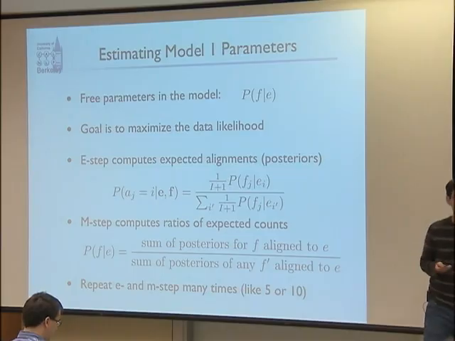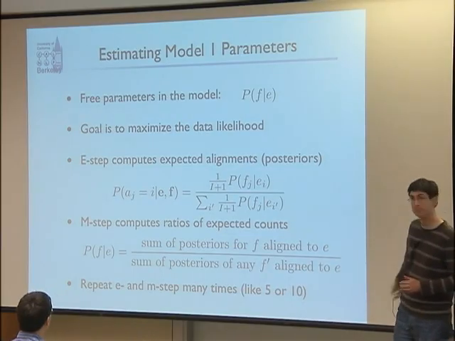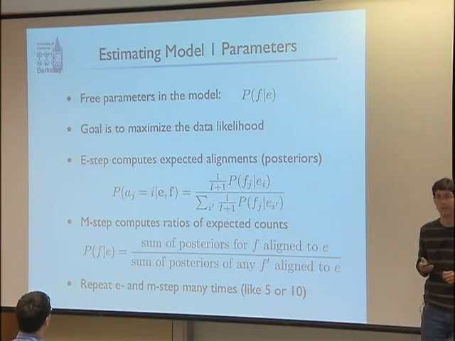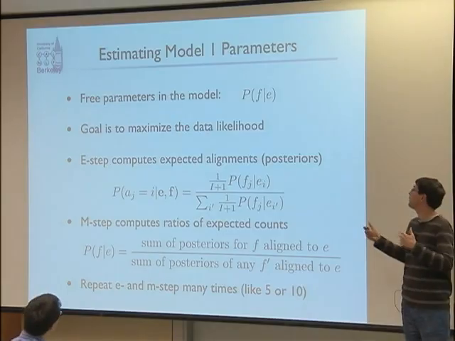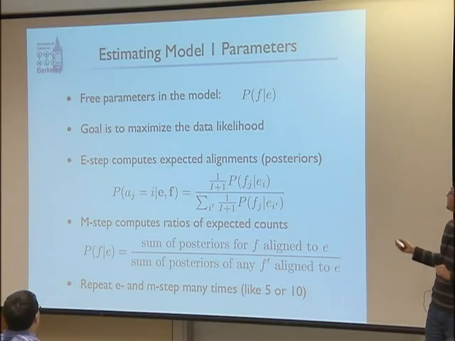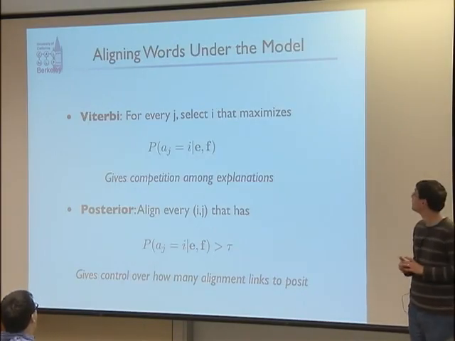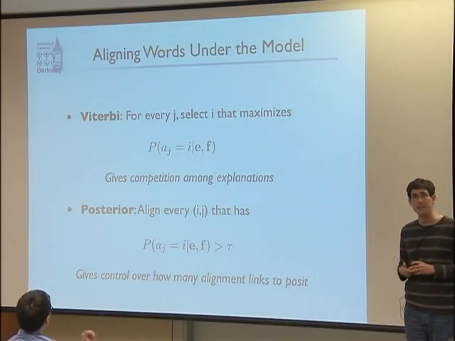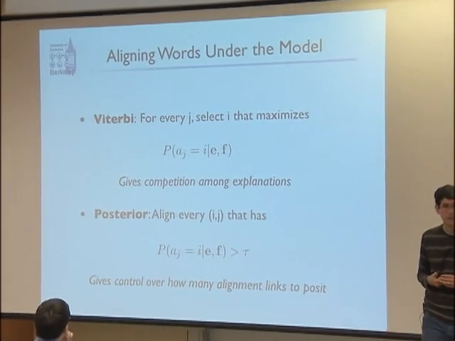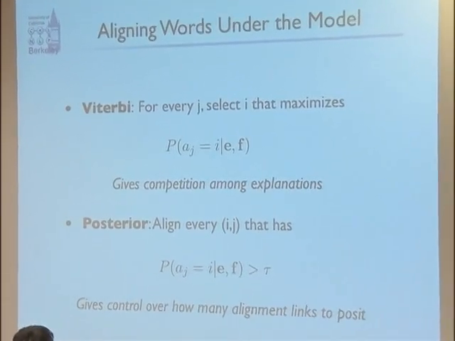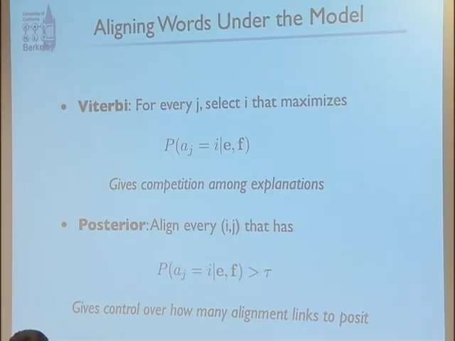OK? OK. So we're going to run EM, which looks like this. And now we've explained why the foreign sentence is there, given the English sentence. Now we have to do something with these parameters that we've come up with. And there's 2 obvious things you can do with them. One of them is called the Viterbi alignment.